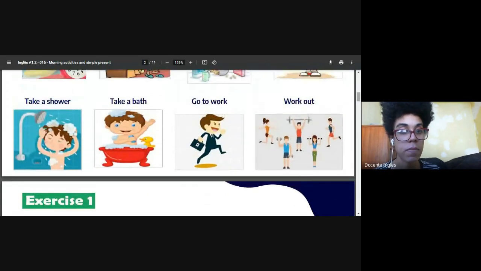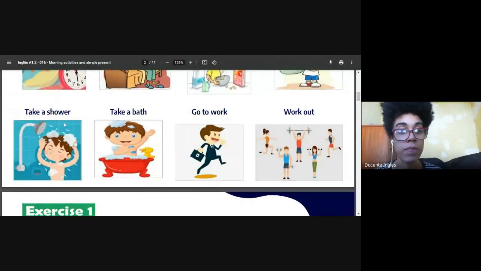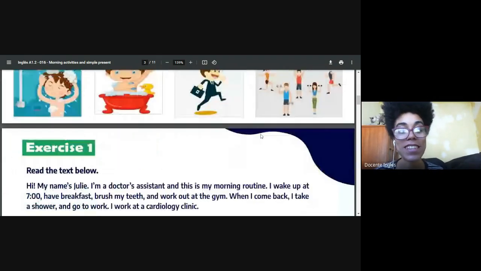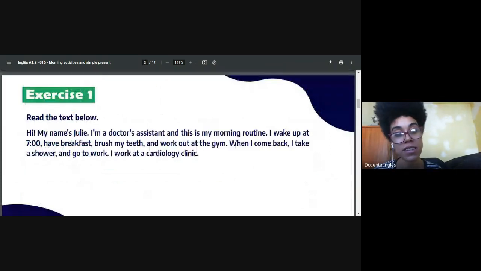Sorry, let's go up again. We take a shower. Or sometimes we take a bath. Now, let me ask you a question. In your house, do you have a shower, a bath, or both? Answer the question at home. After we take a shower or a bath, we go to work. Some people even work out in the morning. Now, let me ask you, do you exercise in the morning, in the afternoon, in the evening, or you don't exercise? All right.